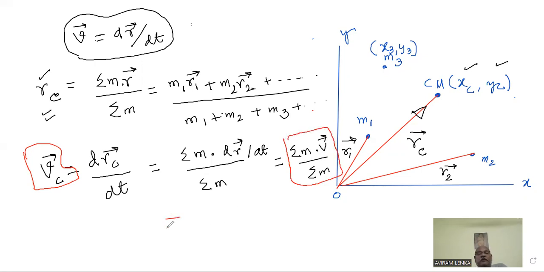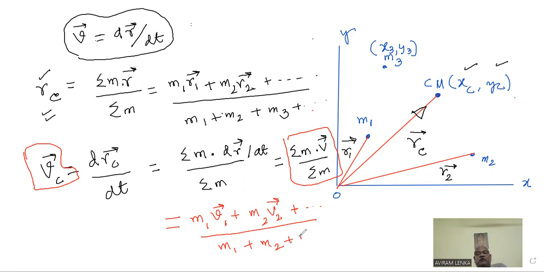That obviously means that if mass m1 is moving with a velocity v1, velocity is a vector, mind it. You don't just put the value here and expect to have the answer. Velocity is a vector, and must have its x and y components. So m1 v1 vector plus m2 v2 vector plus m3 v3 vector by m1 plus m2 plus m3.